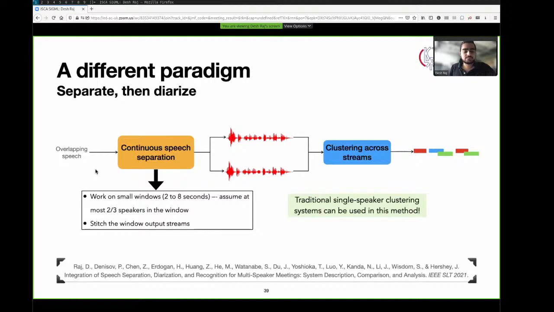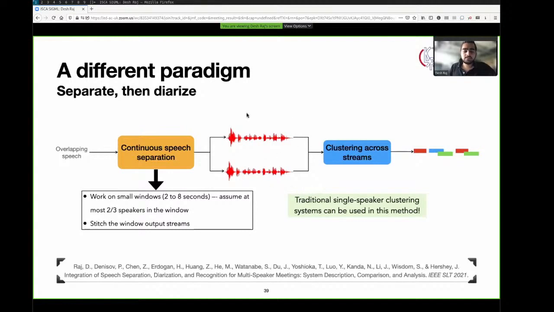The thing to watch out for here is that we use continuous speech separation, which performs separation in small windows. The windows could be between 2 to 8 seconds, and in those small windows, we assume that there are at most 2 or 3 speakers active at a time. Once you have separated in that window, we perform this separation task across the whole recording and stitch the output of the small windows. So if you assumed, for example, that there are at most 2 speakers active in the window, after the separation, you would get 2 audio streams.